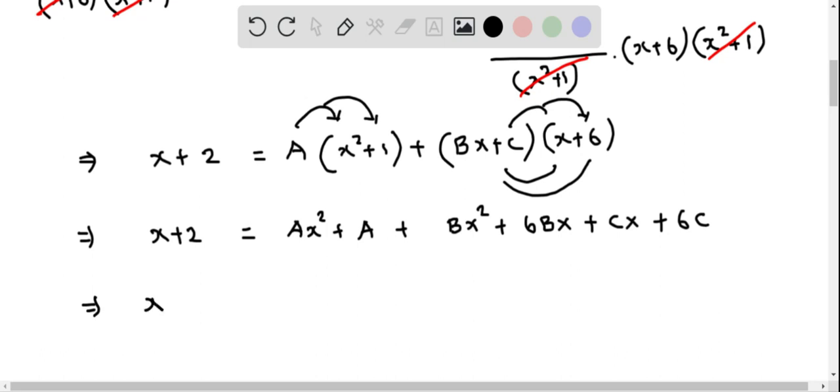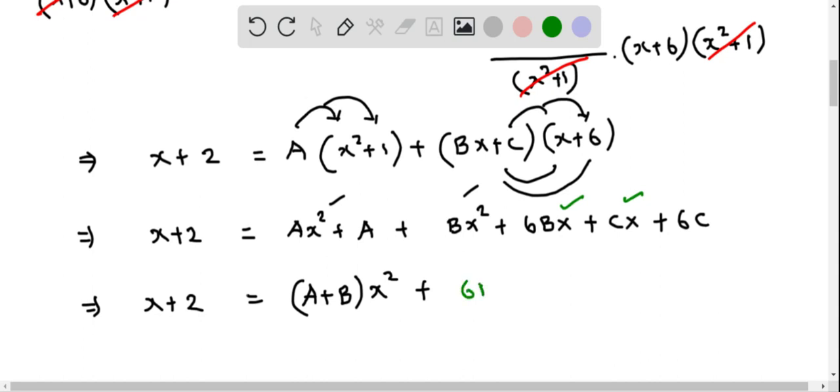So we will further simplify the right side expression. I'm going to group the like terms. I group the x squared term with the x squared term, and when I do that, I can factor the x squared and rewrite this as A plus B times x squared. Plus now I group the x terms. We have 6Bx and Cx, so factoring x from these two terms, we'll have 6B plus C times x. Now let's group the constant terms. The constant terms are A and 6C, so I can put this as a group, that is A plus 6C.